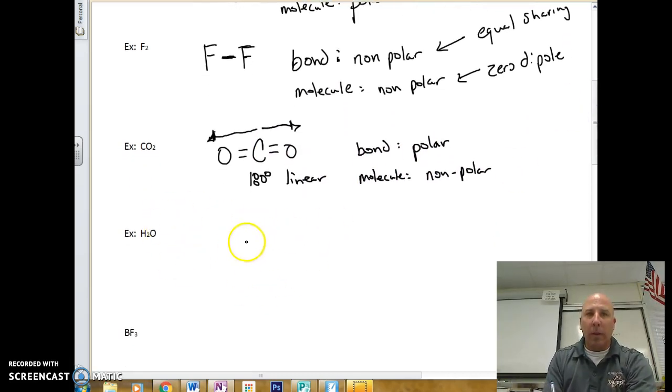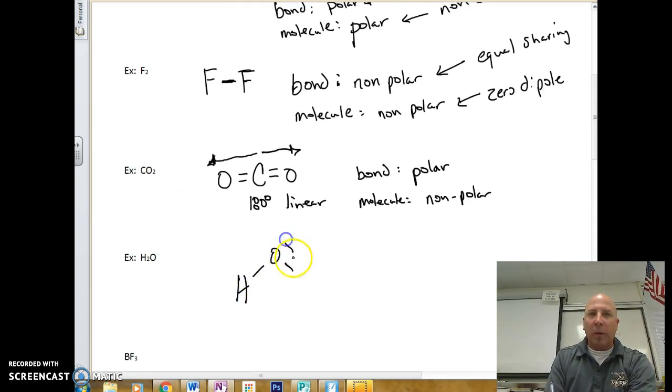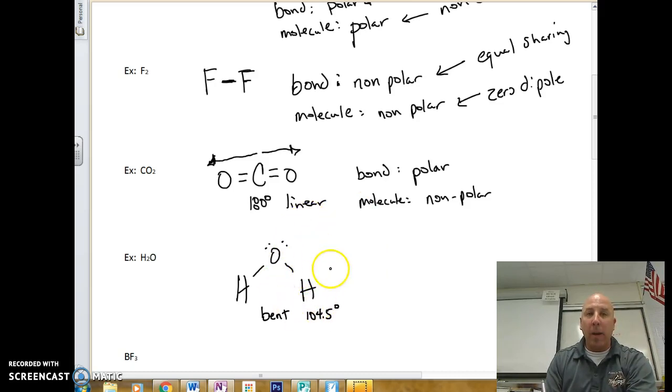Take a look at water really quickly here. Water, we've talked about before many times, is going to form, excuse me, mistake there, I'm going to go ahead and put the lone pairs of electrons here. So remember, it's going to form a bent molecular geometry, 104.5 degree bond angles.